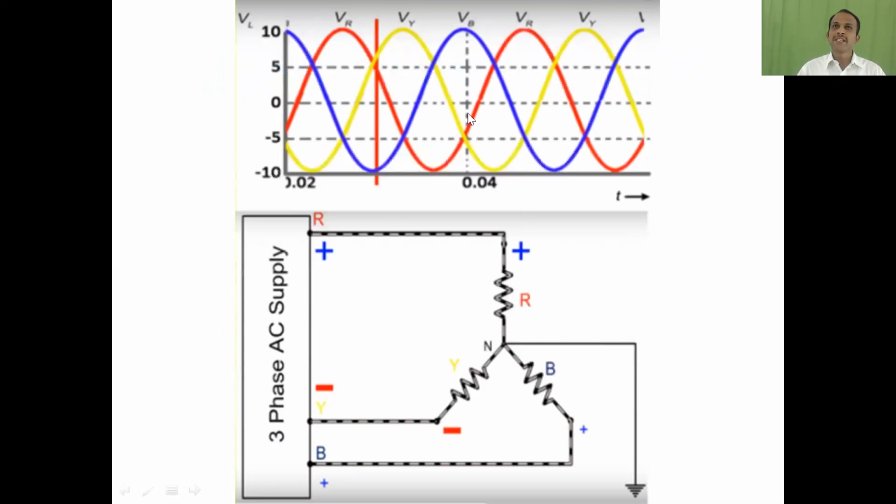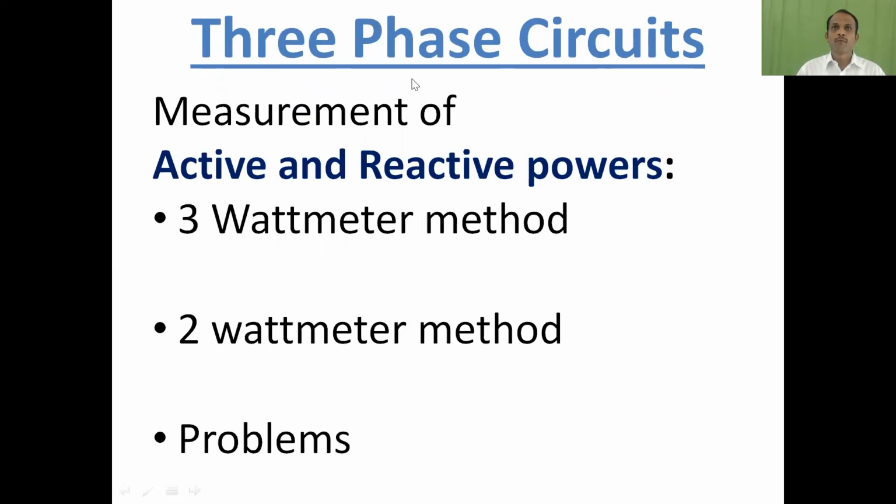This is your basic three-phase waveform, which has a maximum value of 10 and a minimum value of -10. You can see the RYB colors here. And after measuring all the voltages and currents, we are going to deal with measuring in three-phase circuits, measuring the power in three-phase circuits.